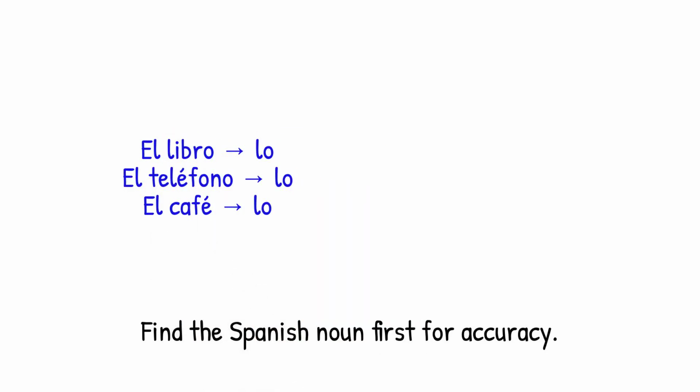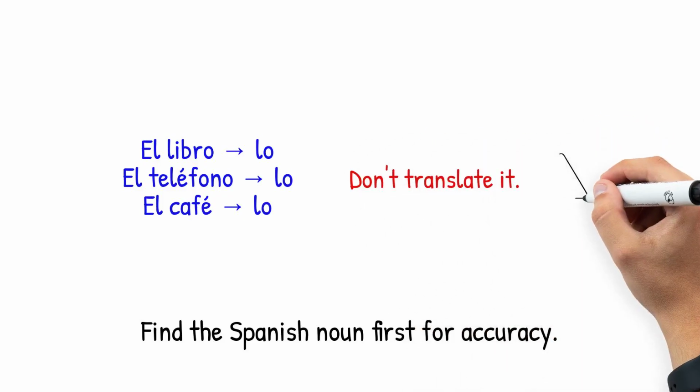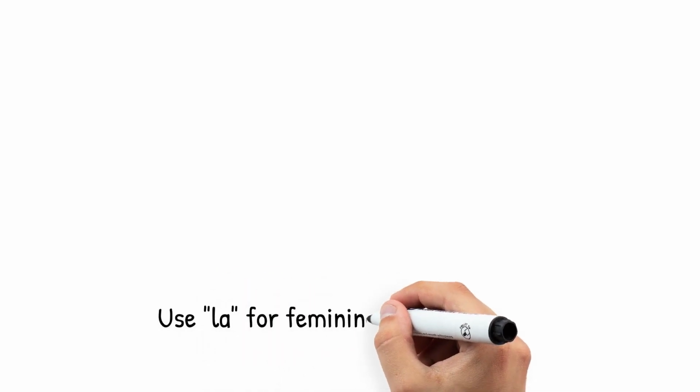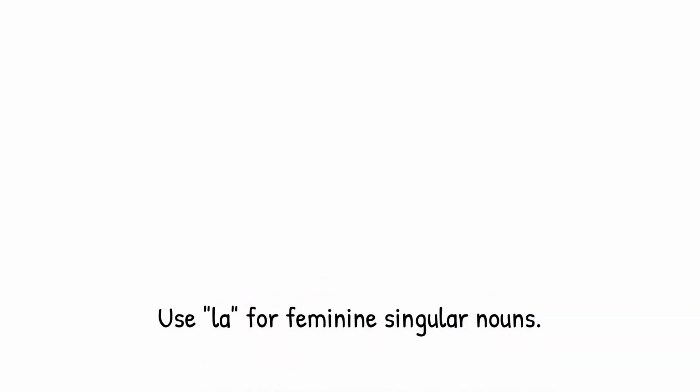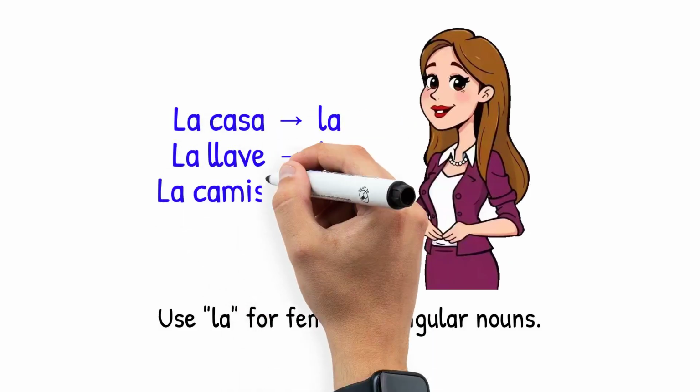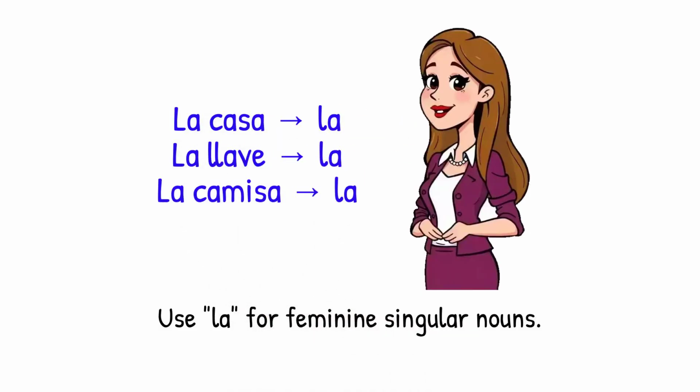If the original noun is masculine singular, usually with el, use lo. El libro is lo. El teléfono is lo. El café is lo. If the original noun is feminine singular, usually with la, use la. La casa equals la. La llave equals la. La camisa equals la. But remember, you can only choose correctly after you know the noun you are replacing.